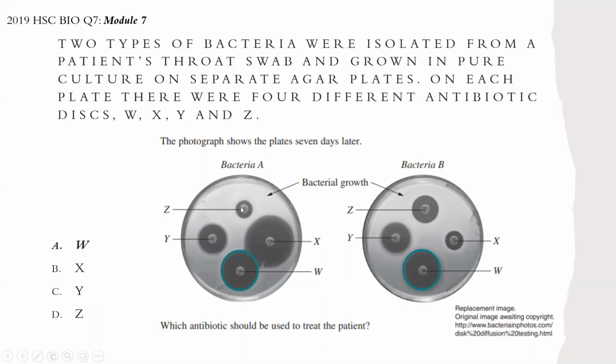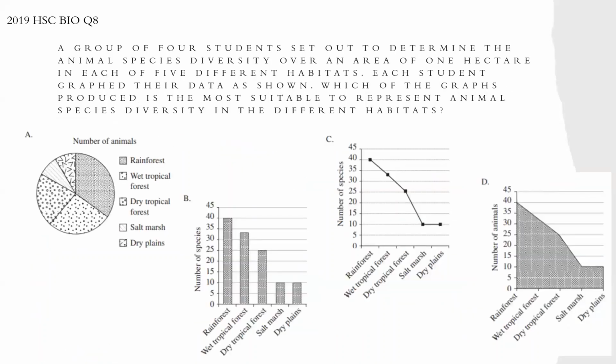So antibiotic Z has a small ring and a big one, and X is the same. So it's small here and big here. So it would only be effective against bacteria A or bacteria B. Same with Y, except Y's got a smaller ring than W. So bacteria A and B will both be killed by antibiotic W. That's our answer. So this is a 3-star difficulty rating, and it's a module 7 question.